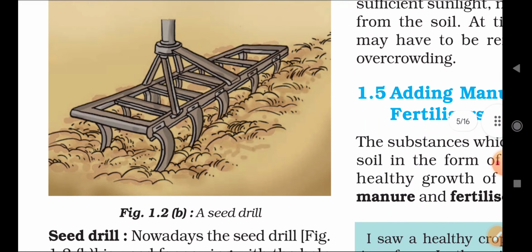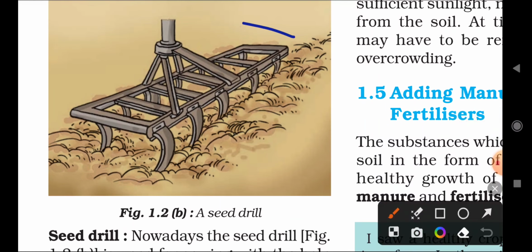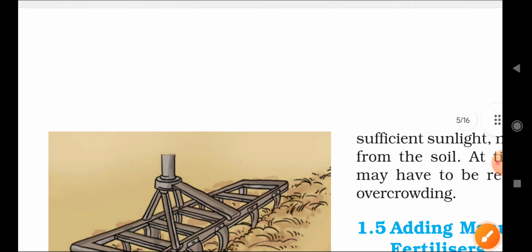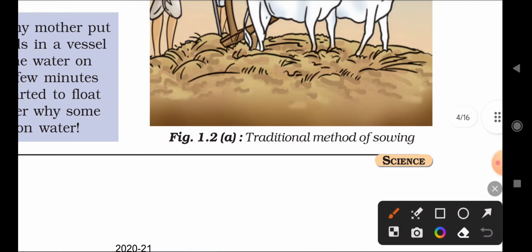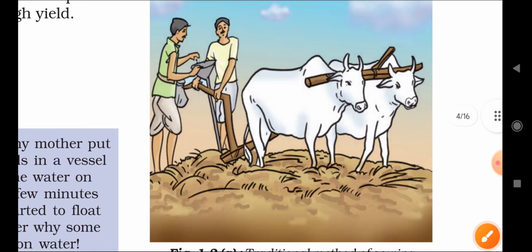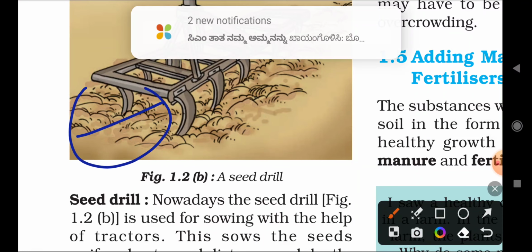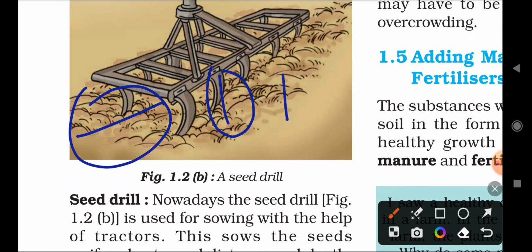Another method, a modern technique, is called seed drilling. This is a modern technology to add the seed in the soil. This is called a seed drill. This is a traditional method, still used, and this is a modern method. Both are used by the farmers, the modern method and the traditional method.